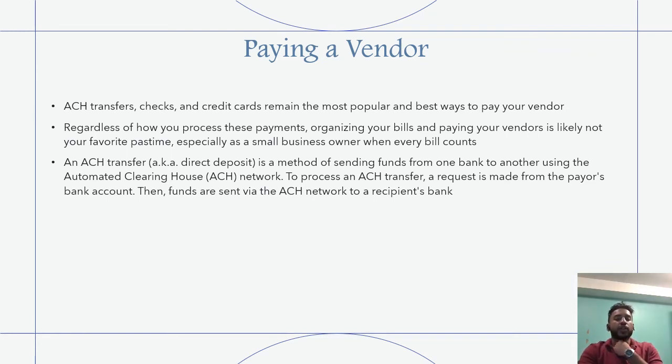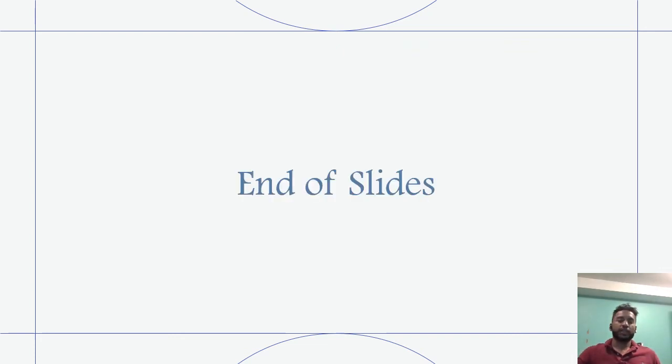And ACH transfer, also known as direct deposit, is a method of sending funds from one bank to another using automatic clearinghouse, ACH, basically a bank. To process an ACH transfer, a request is made from the payer's bank account. Then funds are sent via the ACH network to a recipient's bank. And that's it, guys. Very easy slides.